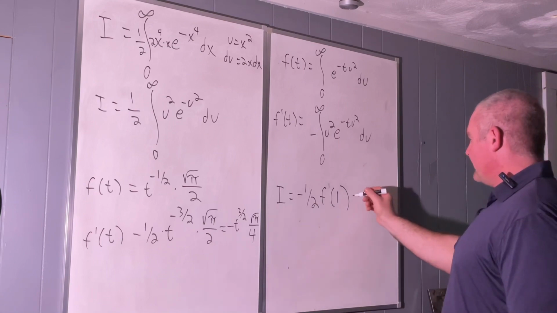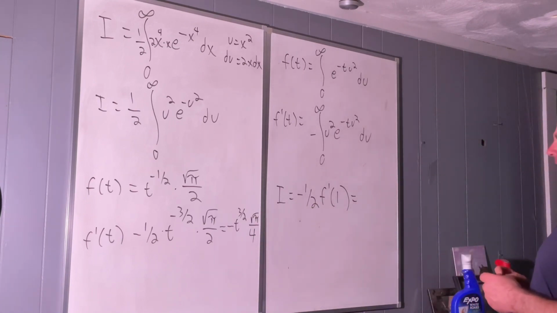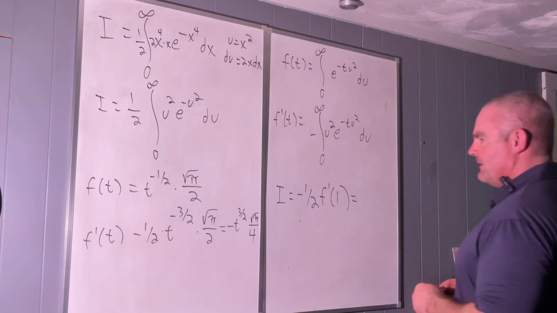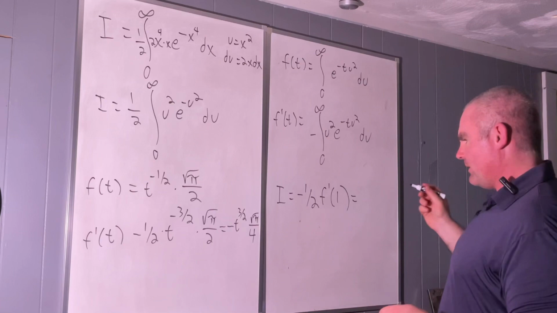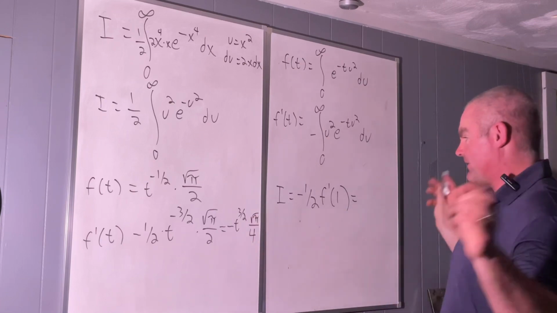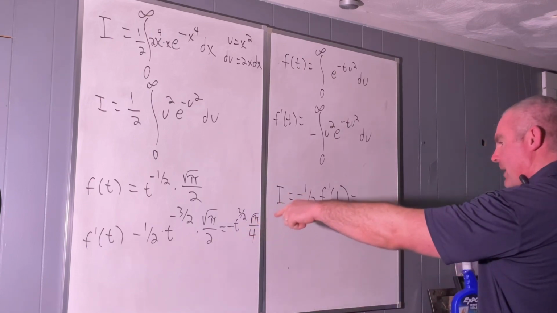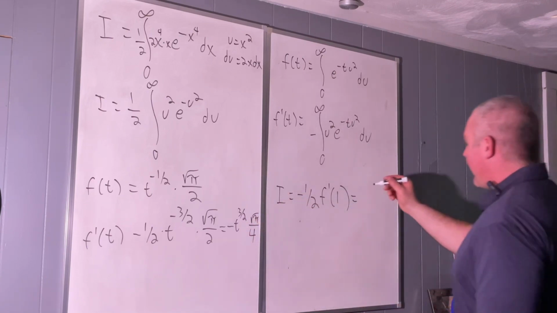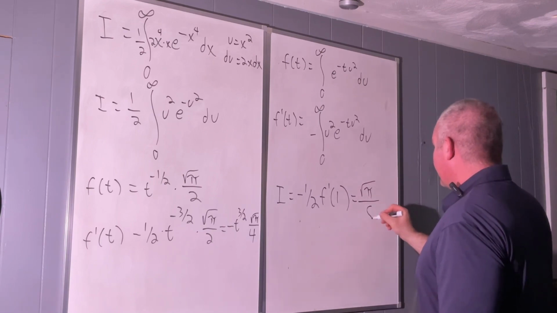Okay, so let's take this, multiply it by negative 1/2, and then evaluate it where t is equal to 1. All right, so that's going to give us, well, if t is 1, the t doesn't matter. So we're just going to get negative square root of pi over 4 times negative 1/2, or the square root of pi over 8.